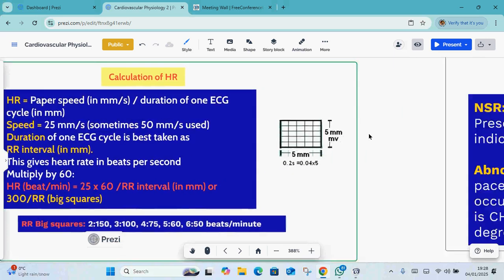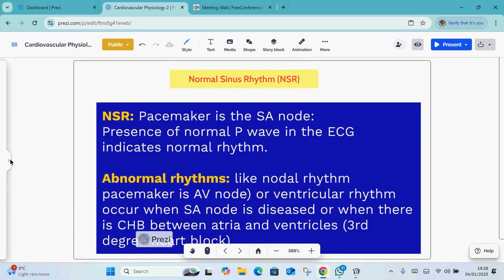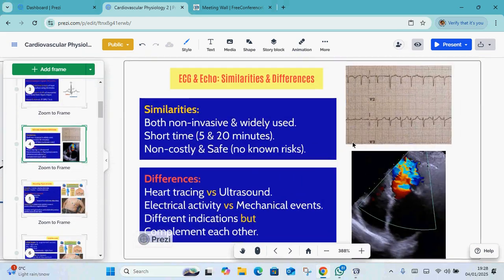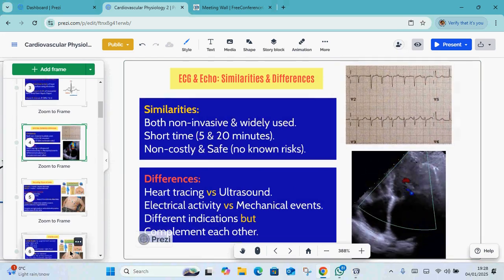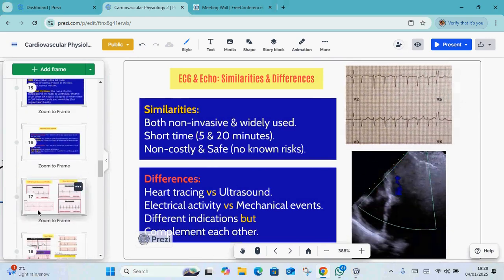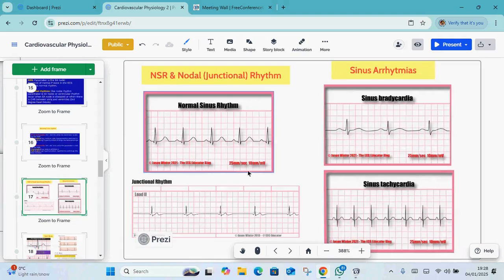Calculation of the heart rate, we said we need to calculate the number of R waves, like in this ECG. Sorry, this is a moving ECG. Let me get another ECG. Heart rate calculation is very simple. All you need to do is check how many big boxes you have between every R. First of all, make sure the ECG is regular. Regular means the distance between all the R's is equal. So this is a regular ECG. If the ECG is regular, calculate the number of large boxes.